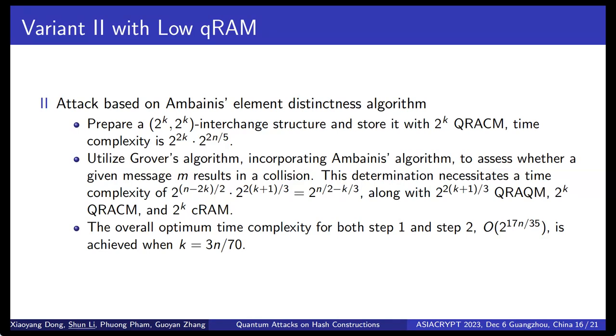Then the overall optimum time complexity, balancing step one and step two, is achieved when k equals 3n over 17, and the overall time complexity is 2^(17n over 35).